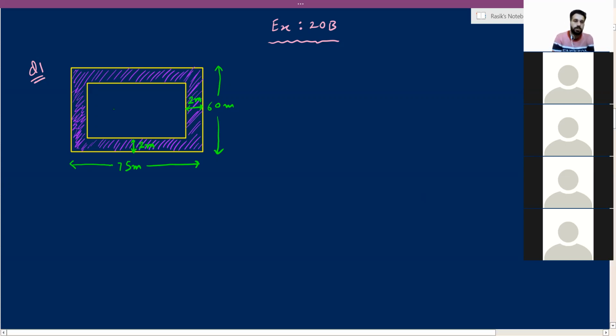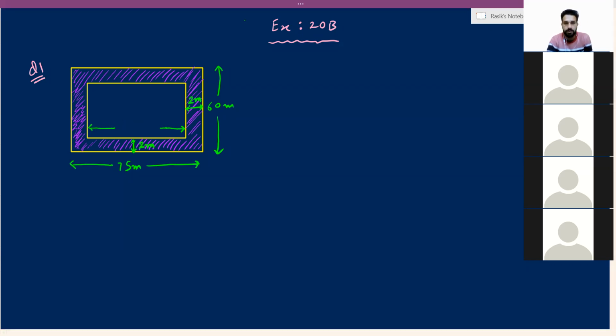Okay. So easy concept. But the question here is, do you know the dimensions of the inner rectangle? We don't know the dimensions of the inner rectangle, but we can find them. How we can do this? What is the length of the inner rectangle? Can you find out the length of the inner rectangle? The width of the path is 2 meter everywhere. So who is going to try and tell me the length of the inner rectangle?